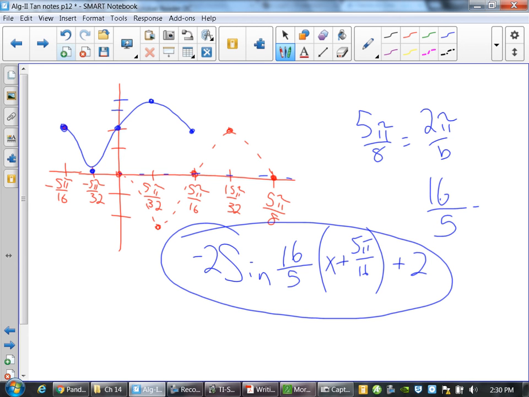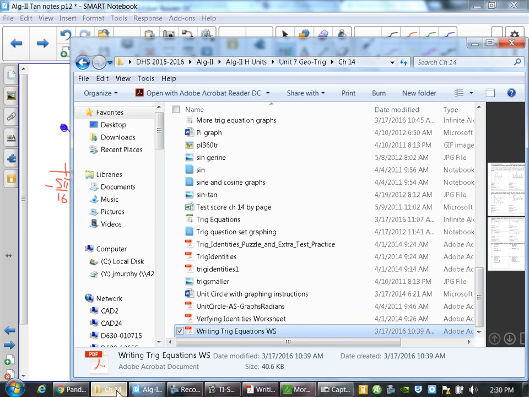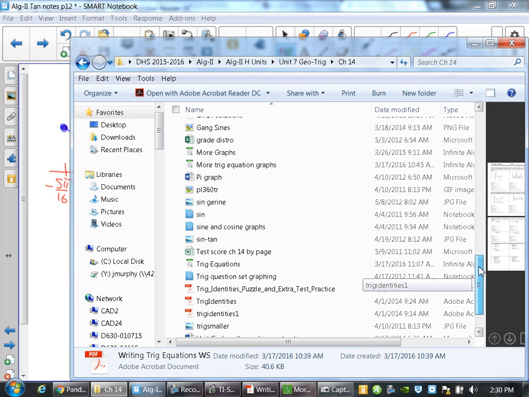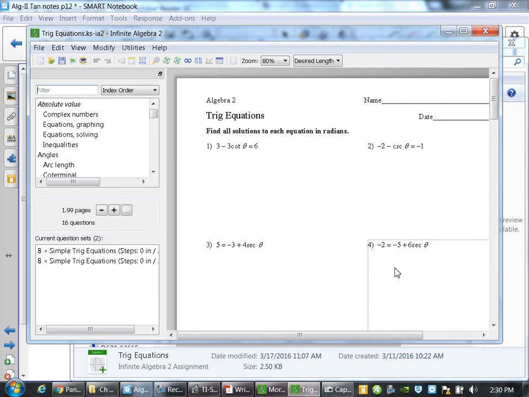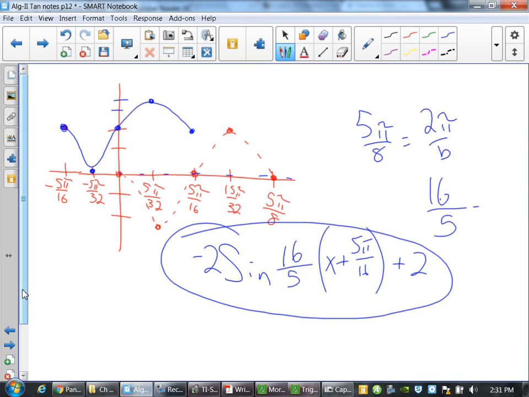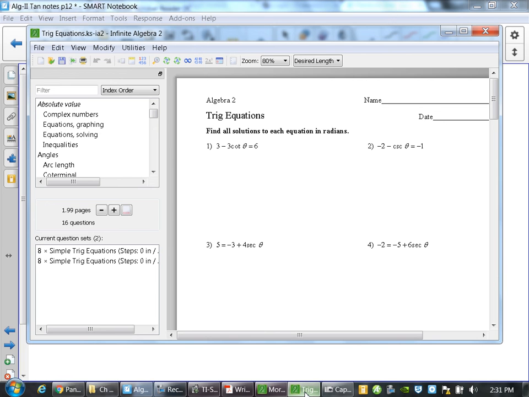So when we go through this stuff, the stuff that I gave you guys here today has a whole bunch of equations and junk on it. The very first page, I forgot to write down on the instructions: do the left column as general solutions, and do the right column as within one revolution. Okay?